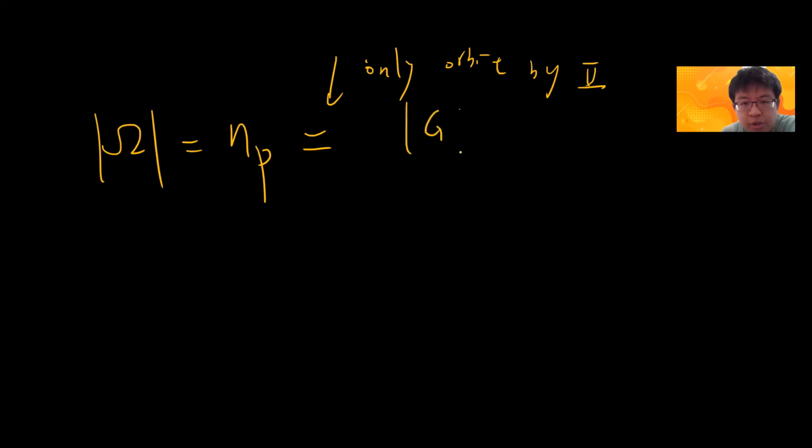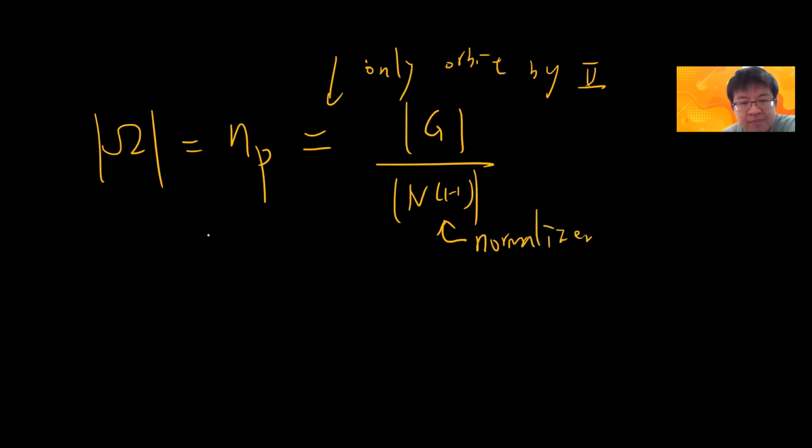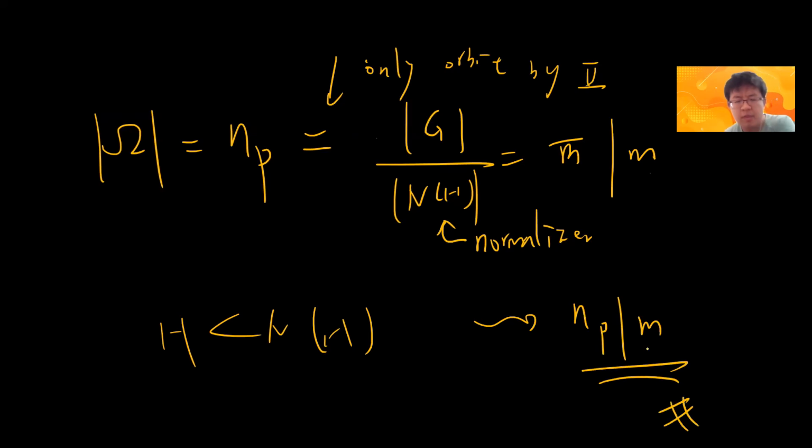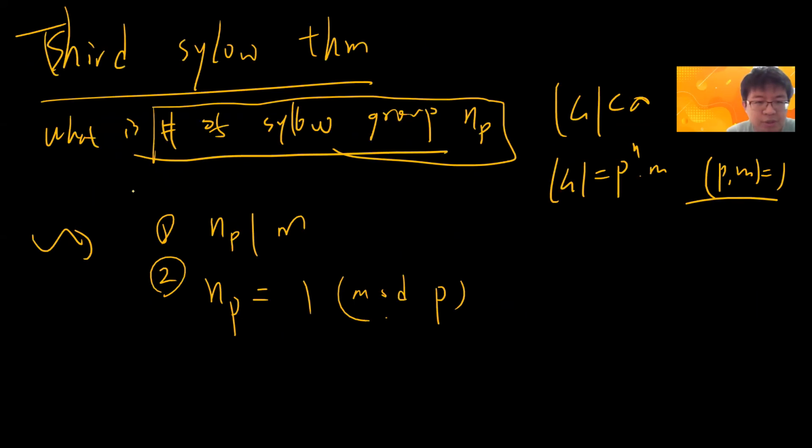So this is just group G divided by the normalizer N of H. This is the stabilizer, but in this case I call it the normalizer. So this is N P. Remember that N of H is larger than H, so all the P terms will cancel, and the remaining term must be M. So N P divides M. Very, very difficult.